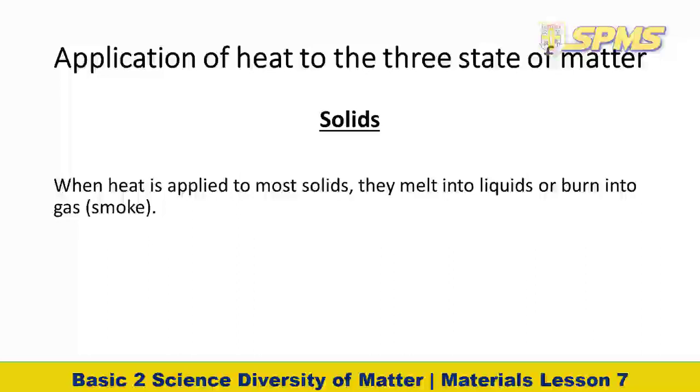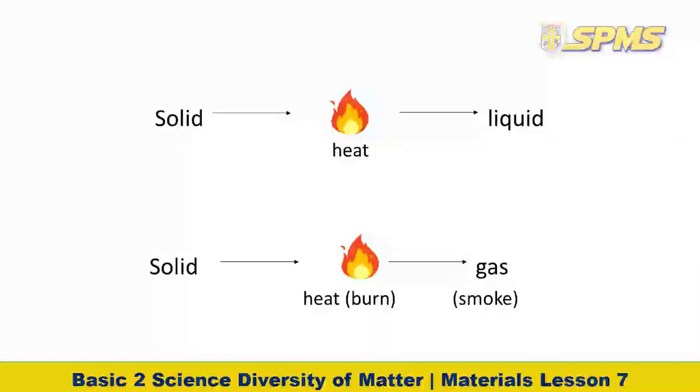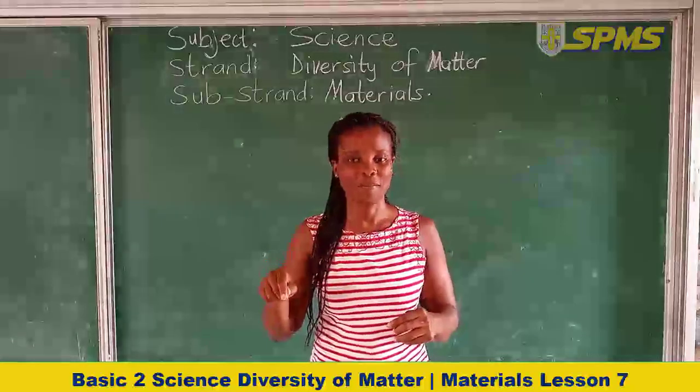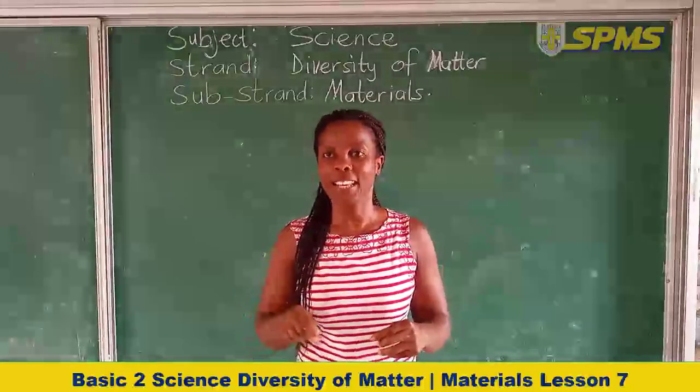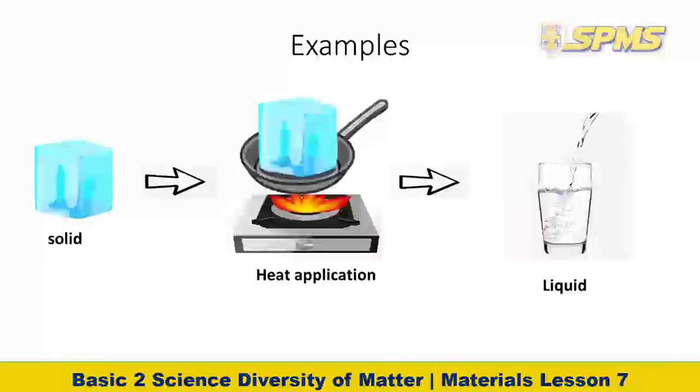Look at the illustrations on your screen. Solid, then the arrow pointing to the fire. Fire means heat. Then the next thing is what? Liquid. Okay. Our first example is an ice block. Hope you can see the cubes of ice block over there. Yes. It's telling you that that substance is in its solid state.